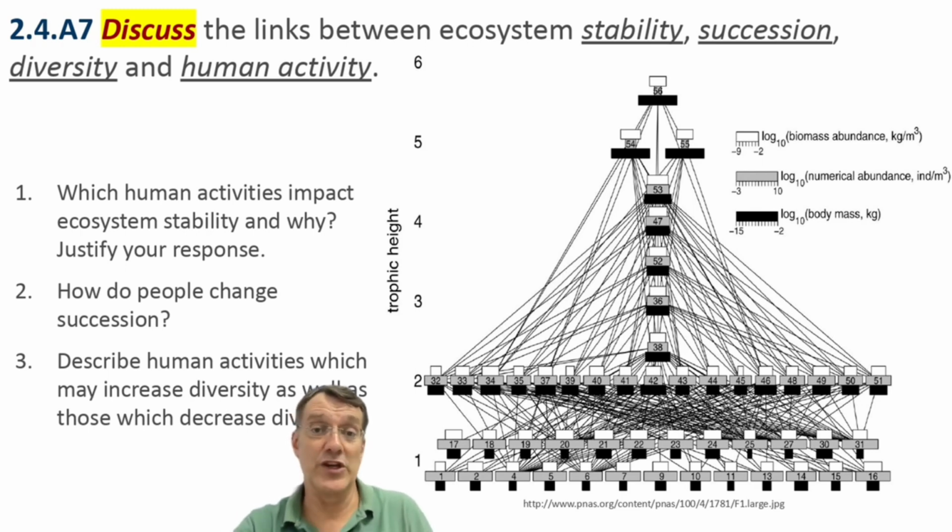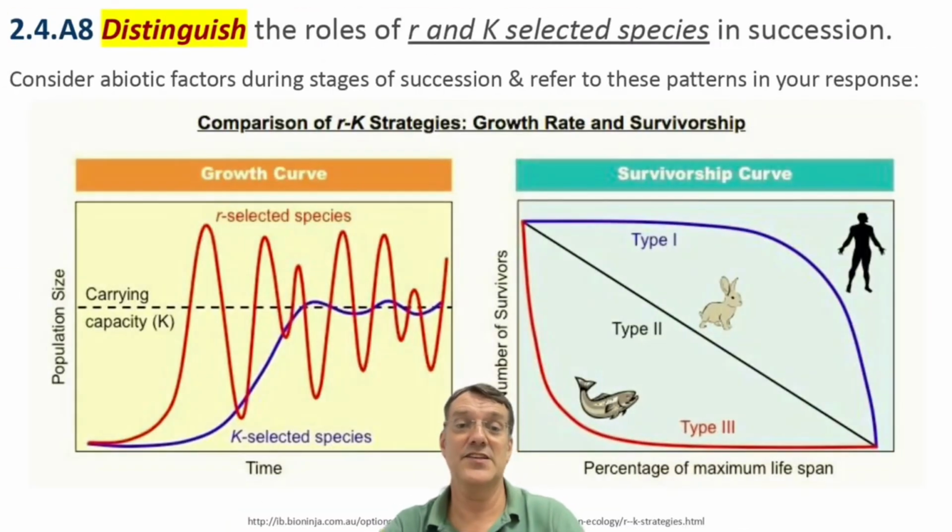Human activities that reduce biodiversity often decrease ecosystem stability. Practices that interrupt succession, like frequent clearing, prevent ecosystems from developing the complex food webs that contribute to resilience against disturbances. R and K selected species play different roles in succession.